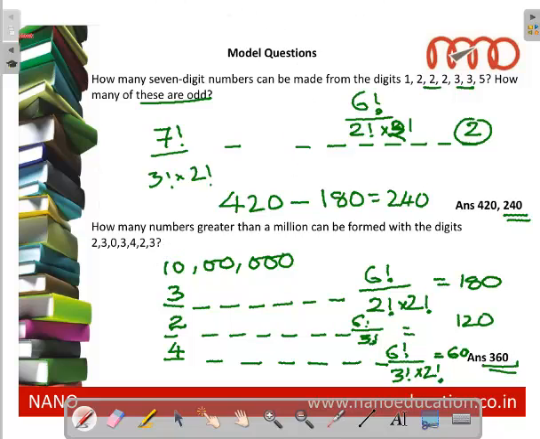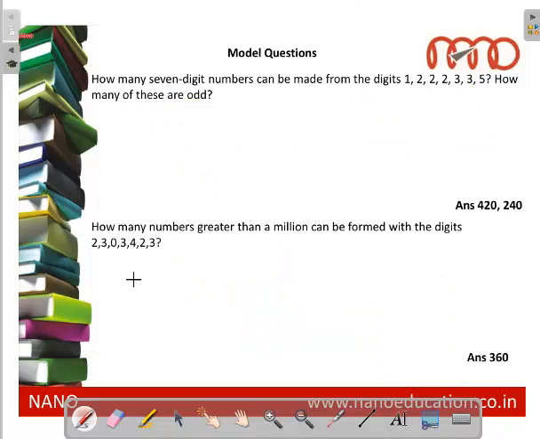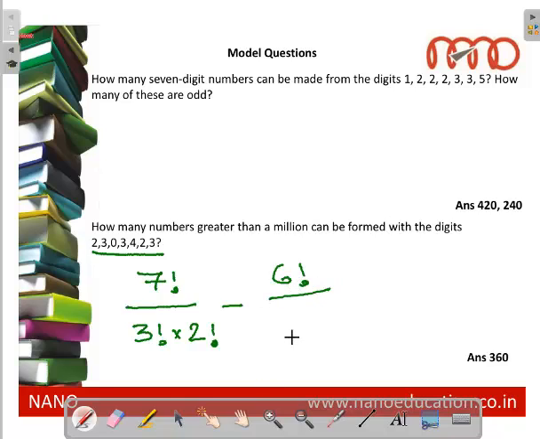Alternately, the same question can be done in this way. I will permute all these 7 digits among themselves. I can do that in 7 factorial by 3 factorial, as 3 3s are identical, into 2 factorial, as 2 2s are identical, minus how many of these permutations start with 0? We cannot count them as numbers greater than a million, so we have to remove them. In the first place I will put 0. The remaining 6 places I will permute in 6 factorial by 3 factorial into 2 factorial.